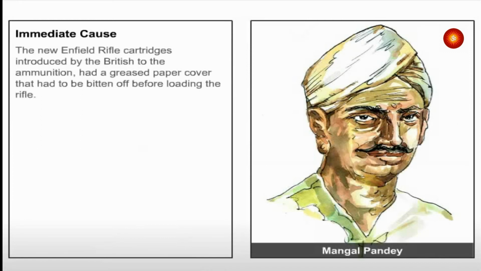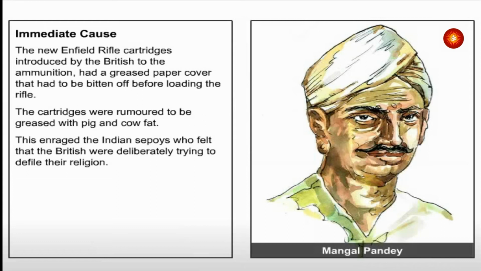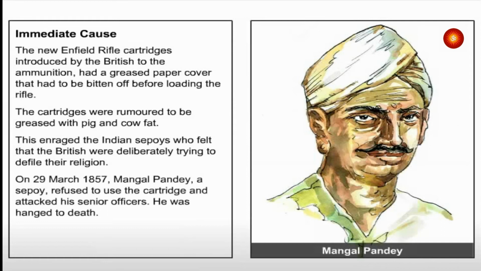Immediate cause. The new Enfield rifle cartridges, introduced by the British, had a greased paper cover that had to be bitten off before loading the rifle. The cartridges were rumored to be greased with pig and cow fat. This enraged the Indian sepoys, who felt that the British were deliberately trying to defile their religion. On 29 March 1857, Mangal Pandey, a sepoy, refused to use the cartridge and attacked his senior officers. He was hanged to death.